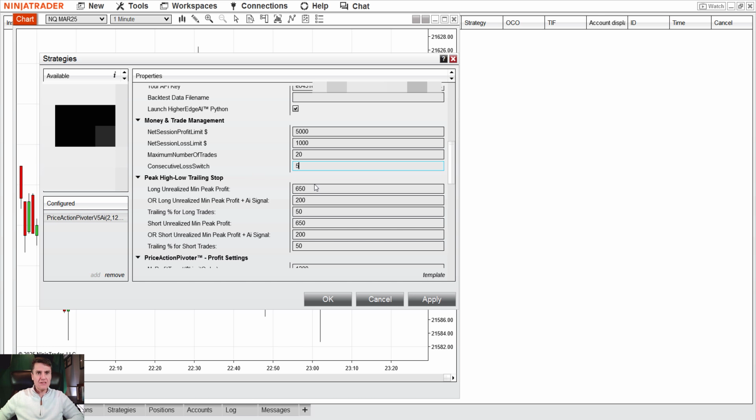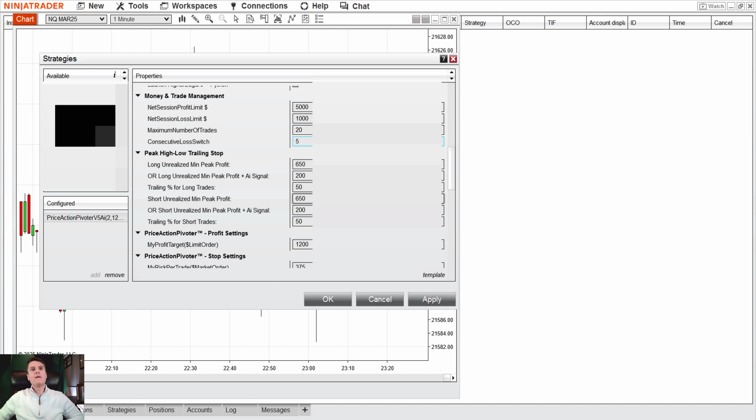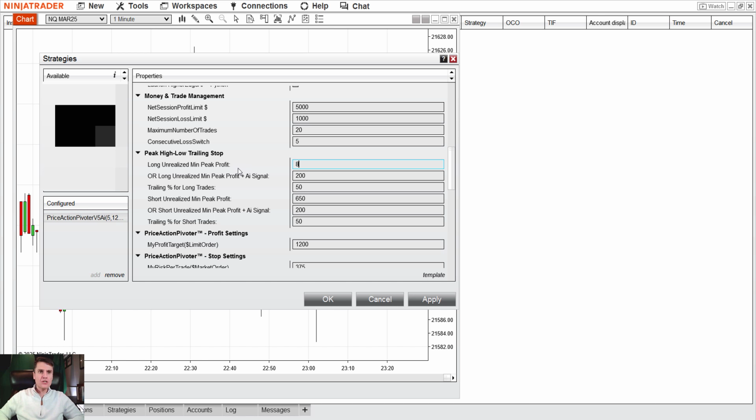Consecutive loss switch, I'm going to put this at 5. I've explained this in other videos. It's the same idea for this version as well, for V5Ai. Essentially, it means that if you have consecutive losses in the same direction, it's going to stop. It's going to start looking for the opposite side only if you've selected the opposite side. In this case, I have long and short.